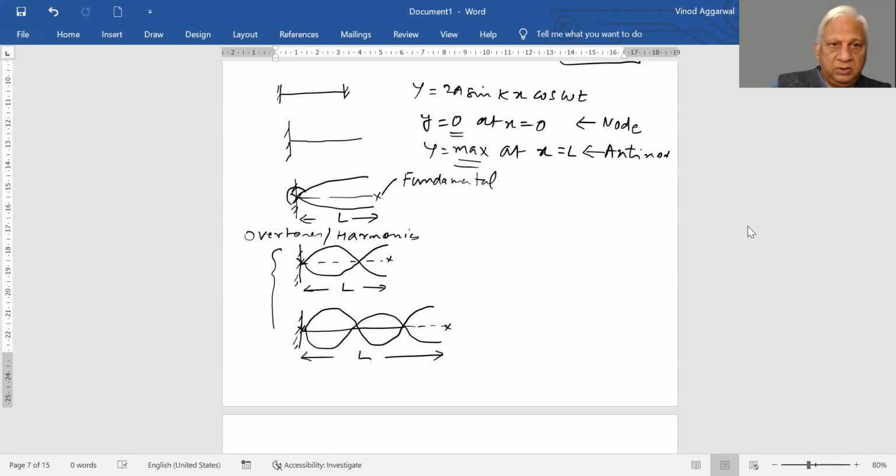So this is a node, whereas this position is an antinode, because here the displacement is maximum. This is the displacement.